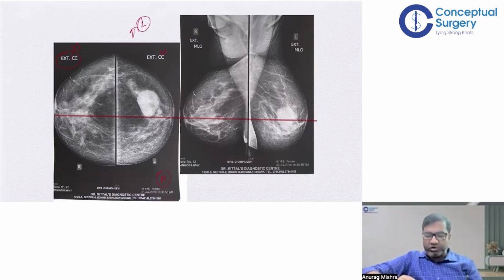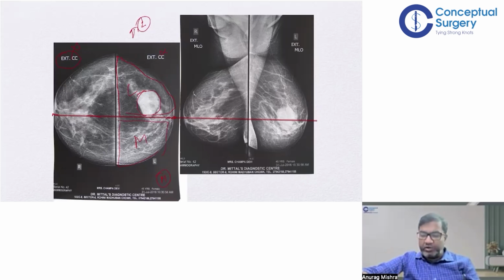Okay. So if I divide the breast into two halves by a line running across the nipple, this part is the lateral half, and this part is the medial half. Okay. This is one thing which we need to remember. So in this case, I know that the lump which I'm able to see here is on the lateral half of the breast.